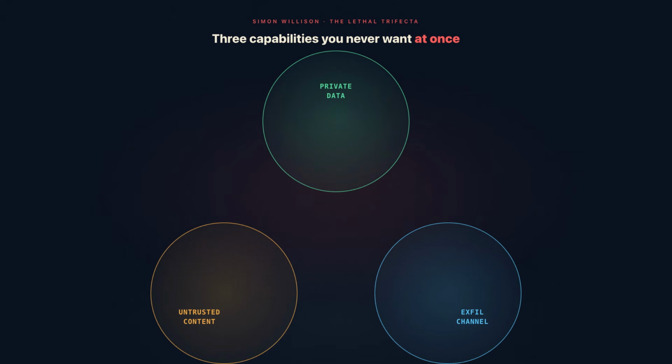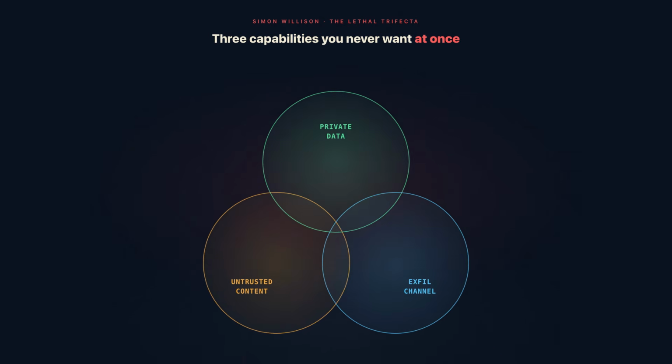Any one alone is fine. Any two, usually fine. But combine all three, and an attacker who plants instructions in the untrusted content can make the agent read your private data and send it to them. That overlap is the trap. The defense is to never let one agent hold all three at once.